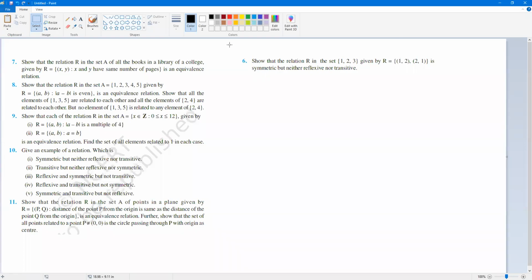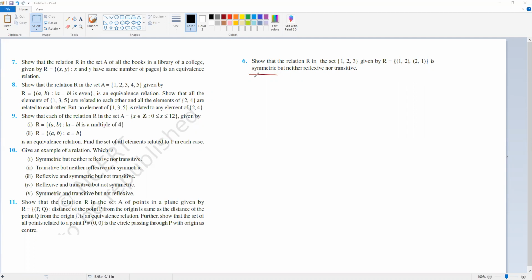Okay. Show that the relation in the set given by {(1, 2), (2, 1)} is symmetric. So we have to show that it is symmetric, but it is neither reflexive nor transitive. It is symmetric because (1, 2) is there, and (2, 1) is also there, isn't it? See, (1, 2) is there. I will go a little fast. (1, 2) is there, so (2, 1) is there. So it is symmetric.